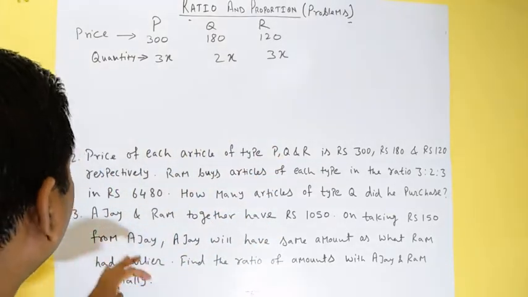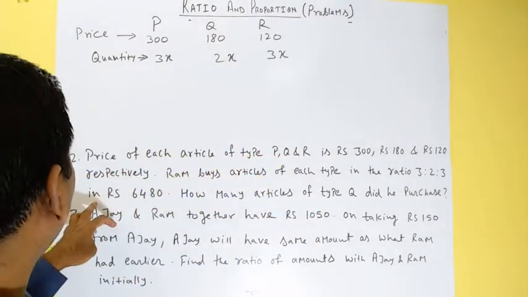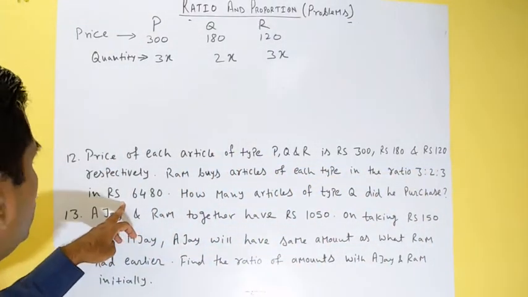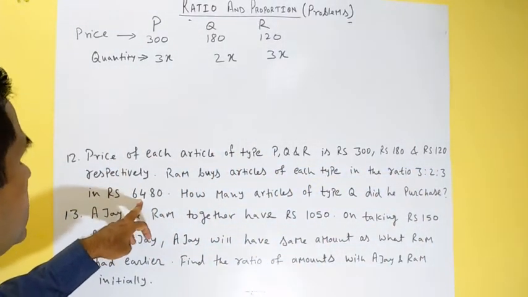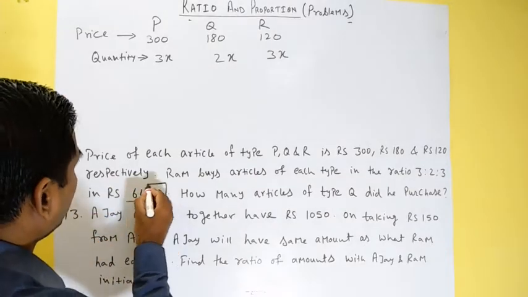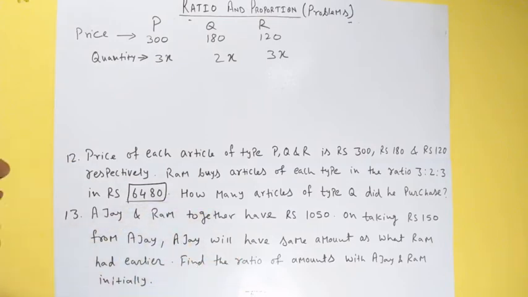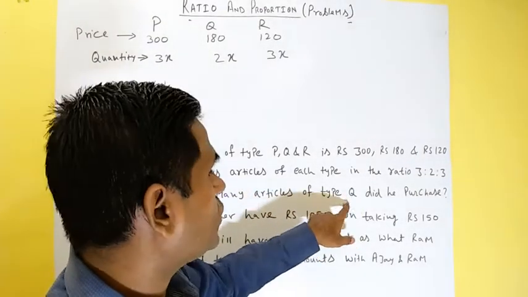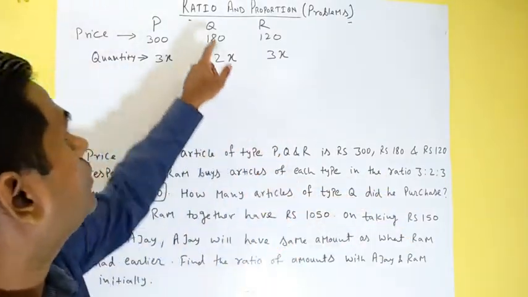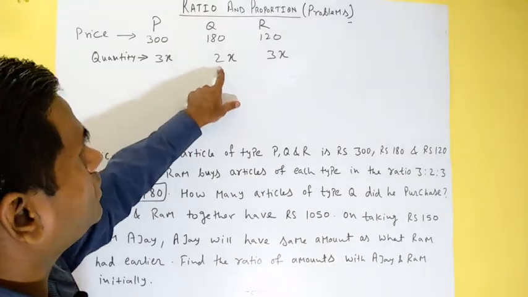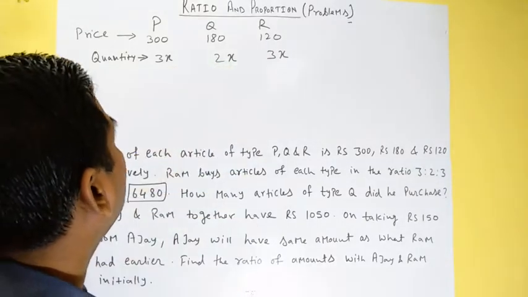Now he is buying each type in the ratio 3:2:3 for rupees 6480 in total. That means he is spending 6480 while buying these articles. How many articles of type Q did he purchase? So only for type Q we have to find how many articles Ram has purchased. He has purchased 2x, so we have to find the value of 2x.